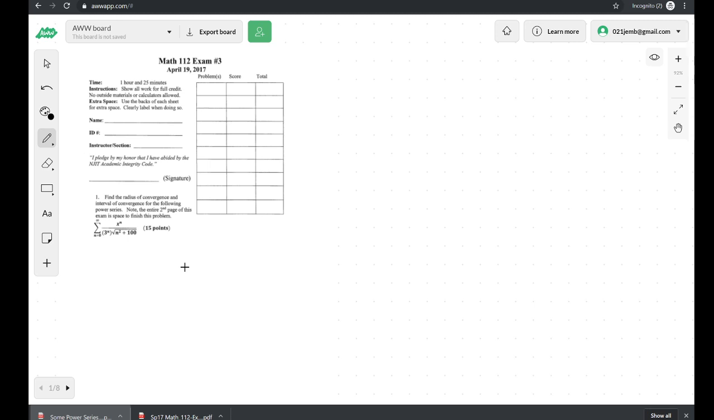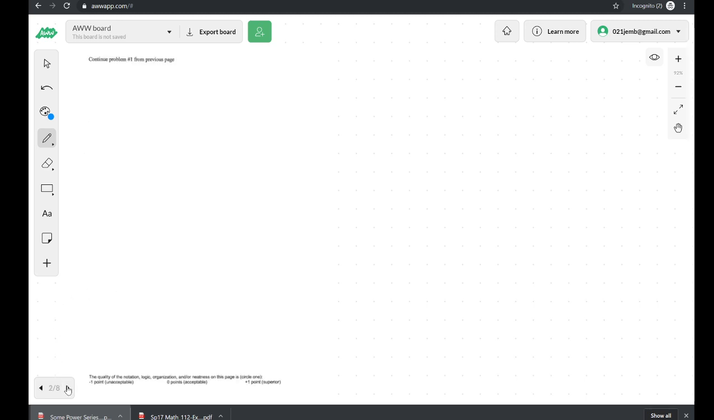Okay, so for this problem, we have to find the radius of convergence and the interval of convergence for the power series. Note that the entire second page of this exam is spaced to finish this problem. So it's that long.